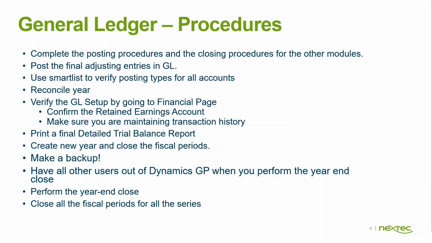You want to print a final detailed trial balance report. Go over to the physical periods table and make sure your new year has been created. And make a backup. Have all of the users exit GP at this time, and then you're ready to perform your year-end close. Once it's done, you probably should close all your physical periods for that series.